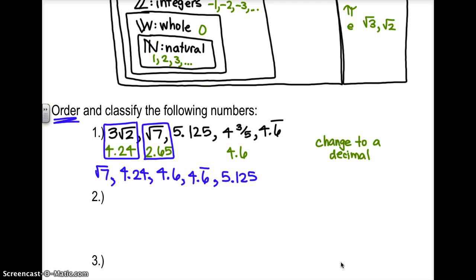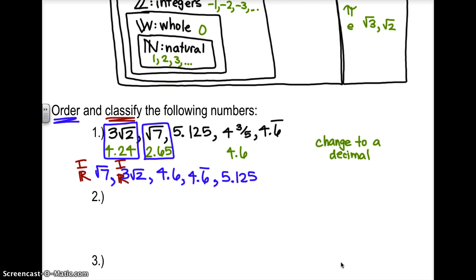But now we need to classify. Square root of 7, that is an irrational number. I'm just going to abbreviate it with an I. Irrational. Also irrational is the 3 times the square root of 2, which we rounded to be 4.24. We actually write this the way we want it. It's going to be 3 times the square root of 2. It's also irrational. They don't get anything else. They're real numbers, yeah, but they don't belong into any of the other subsets.